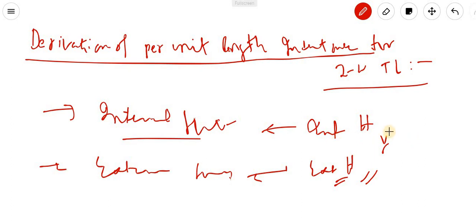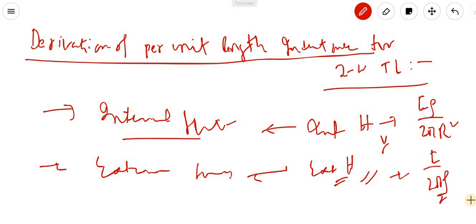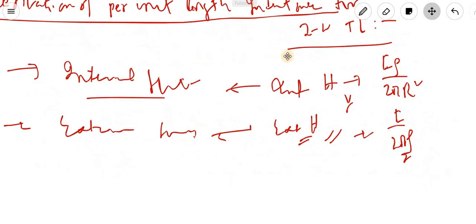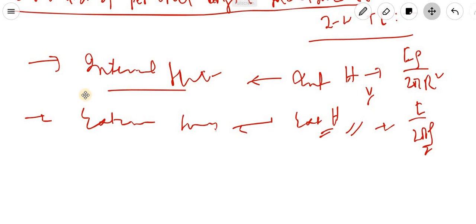As we know, what is this internal magnetic field intensity? It is I rho over 2 pi r squared. Here it is I over 2 pi rho. But what we have to do is we will be doing the calculation partly. Okay. Before going to derive this, one more thing I want to discuss.